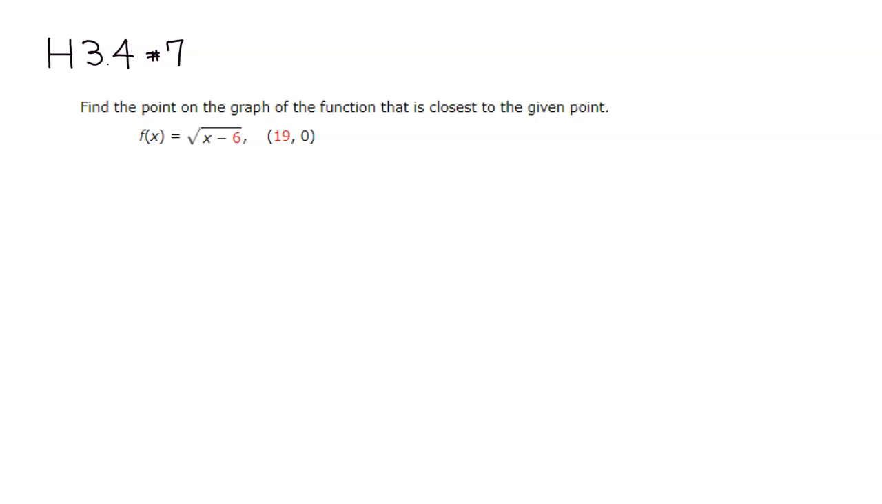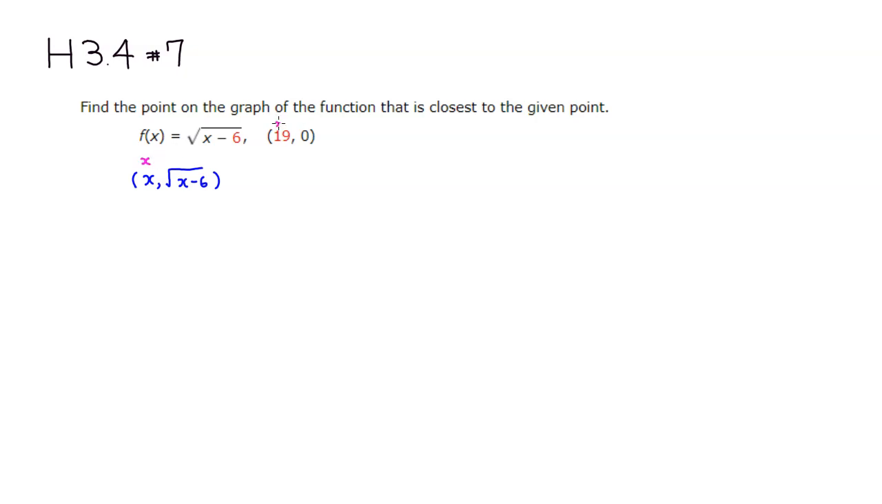Any point on the graph can be written as, we don't know the x value, so I'm going to call the x coordinate x, and the y coordinate is going to be f of x. So I can put the square root of x minus 6. Then we want to minimize the distance between this point and the given point (19, 0).